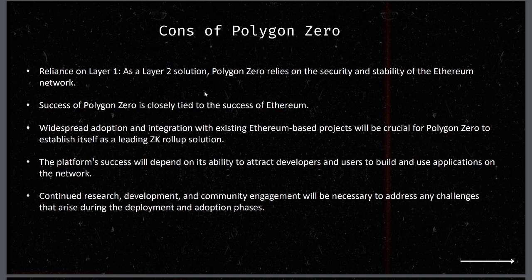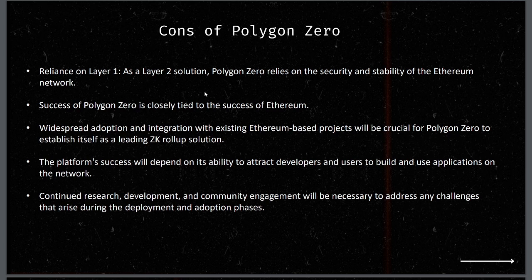Now let's look at some of the cons of Polygon Zero. Reliance on layer one. As a layer two solution, Polygon Zero relies on the security and stability of the Ethereum network. This is a huge thing that's going on. Let's say success of Polygon Zero is dependent on the success of Ethereum, the layer one blockchain, right? So it's very much dependent upon how the layer one performs.